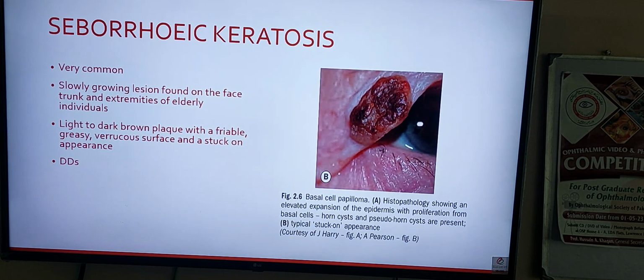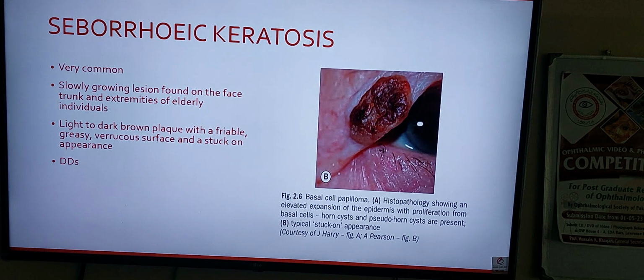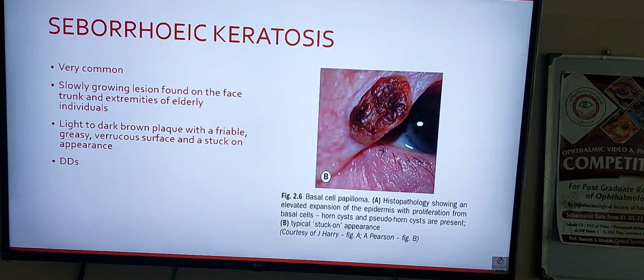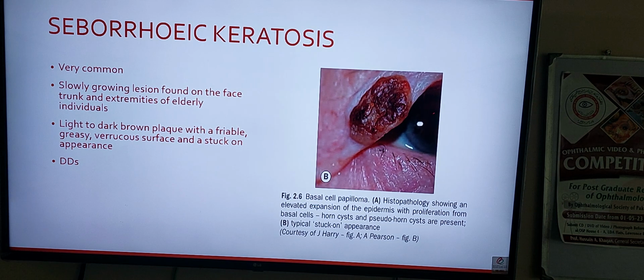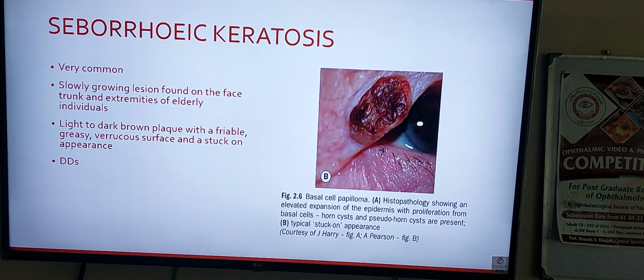Then we have the seborrheic keratosis. It is also very common. It is a slowly growing lesion found on the face, trunk and extremities of elderly individuals. Clinical appearance is a light to dark brown plaque with a friable, greasy, verrucous surface and a stuck-on appearance. The differential diagnosis for this can be pigmented basal cell carcinoma, nevus, and melanoma.